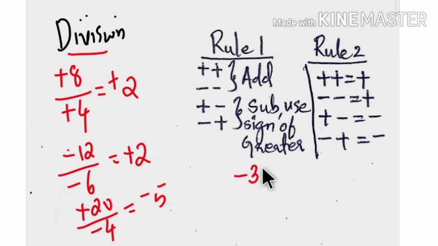Minus 30 by plus 6. 30 by 6 is 5. Negative and positive can be replaced by a negative sign. Okay. So the rule number 1. Rule 1 is used for addition and subtraction. Rule 2 is used for division and multiplication.